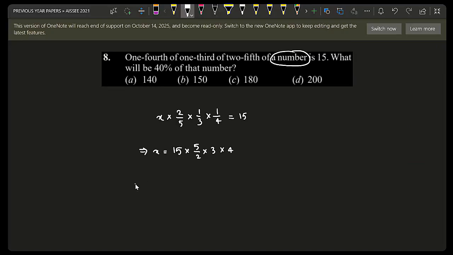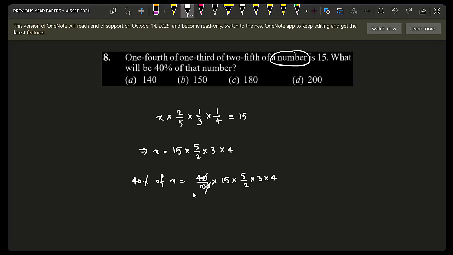Now they are asking what is 40% of x. So what is 40%? 40 by 100 into x, what we got from the previous equation: 15 into 5 by 2 into 3 into 4. So now we can simplify this to get the answer. So let us do the simplification.